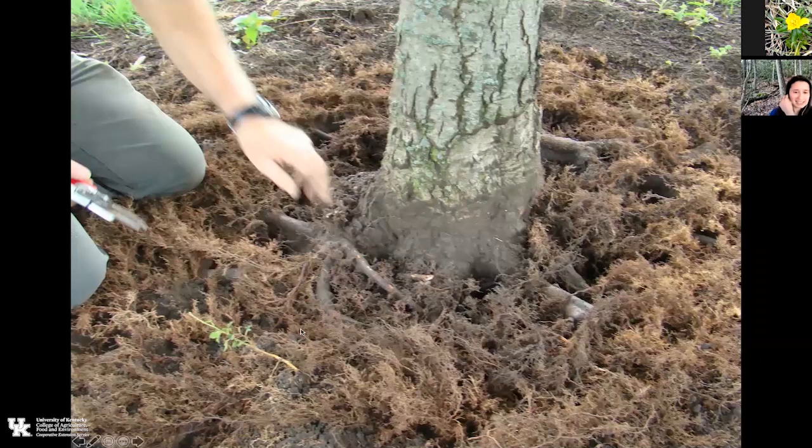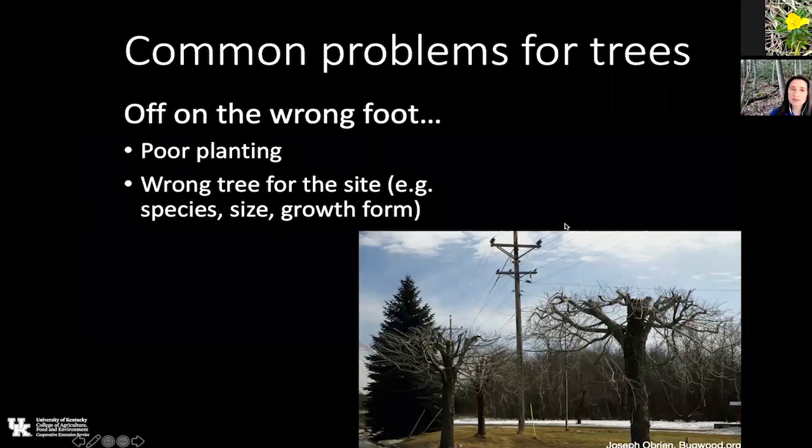Because instead of getting the roots that you want, you've got all of these fine roots that are trying to get air and they're trying to survive and they're really creating problems under the ground. You might not be able to see it, but it's a big deal for the tree. Another common problem that I see in that same vein is that the wrong tree was planted for the site. So this could be something like in this picture.